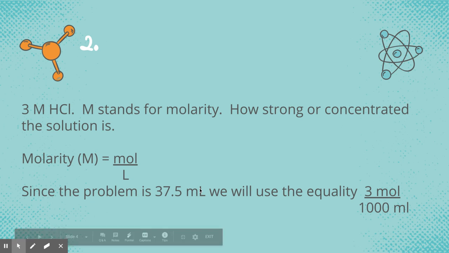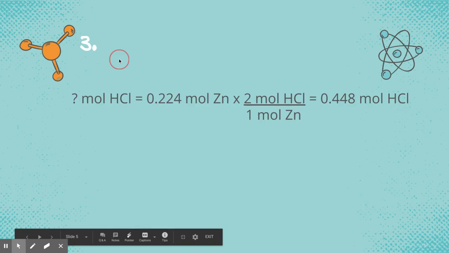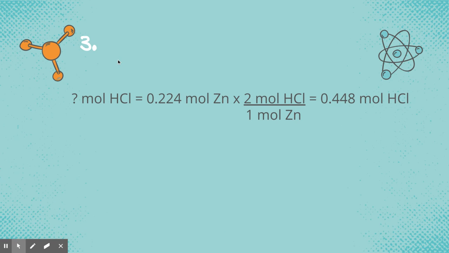So basically, if you have a 3 molar solution, that's going to be 3 times stronger than a 1 molar solution. So that's where I have the 3 moles. And we know that there are 1,000 milliliters in 1 liter. So this is going to be the equality that we're going to use to help us set up and solve number 2.